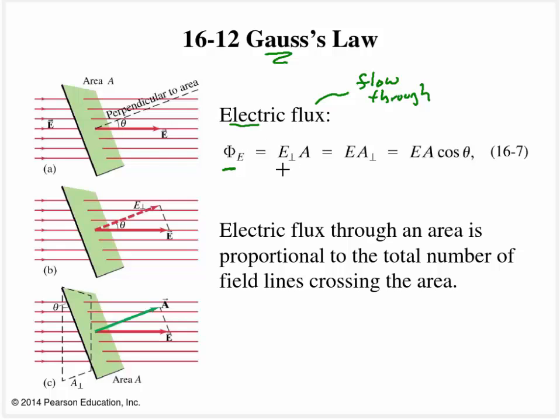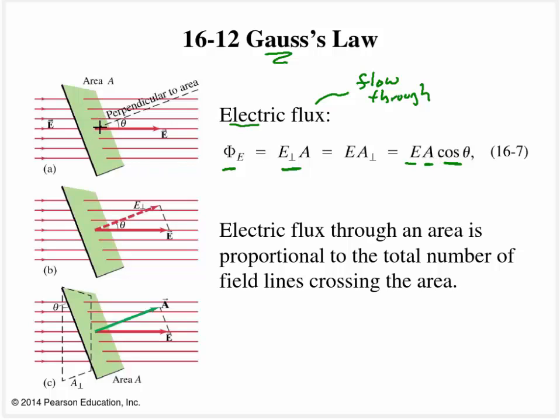And it's going to be related to the electric field multiplied by the area that this electric field is kind of punching through. Technically speaking, it's actually what we call a dot product, but more often than not, we're just going to say it's going to be the magnitude of the electric field multiplied by the magnitude of the area multiplied by the cosine of the angle in between them.